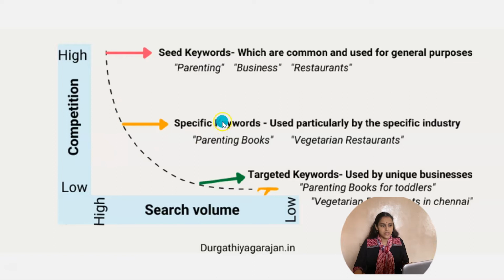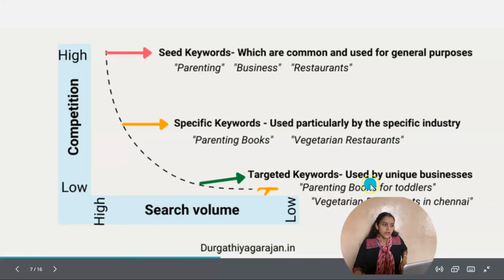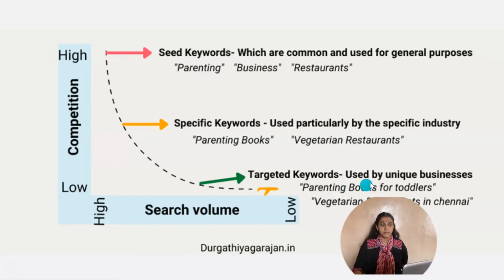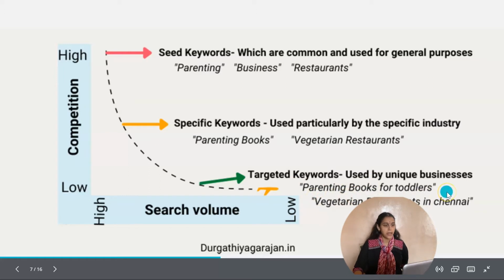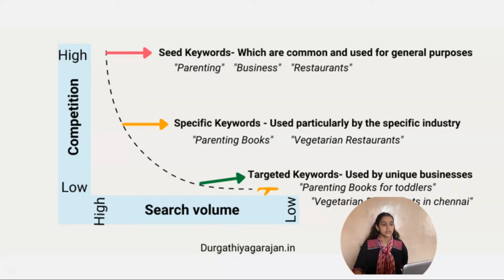So this is why the seed keywords have a very high search volume. For example, let me explain this with other keywords like parenting, business, restaurants. These are the seed keywords with general purpose. Many of the businesses get into parenting. Many of the businesses are there in the business keyword. Specific keywords are used particularly by a specific industry, which means parenting books, vegetarian restaurants, and targeted keywords.